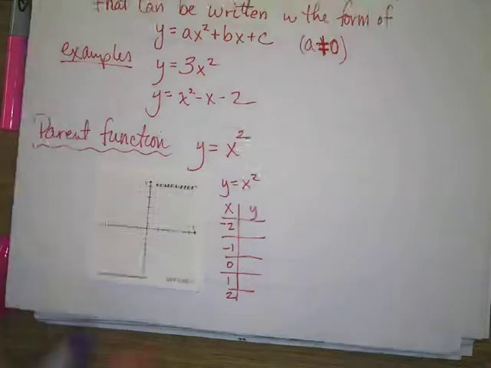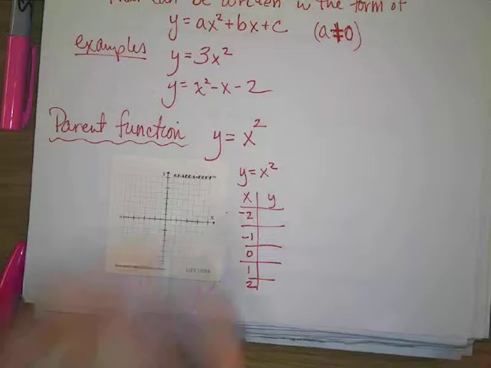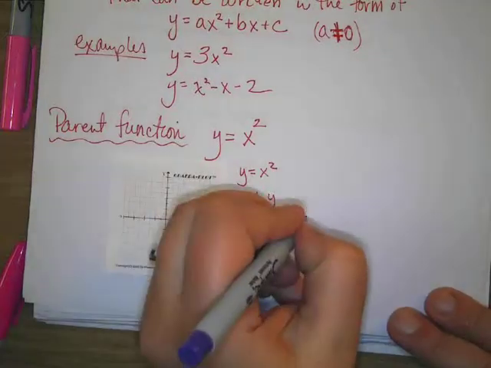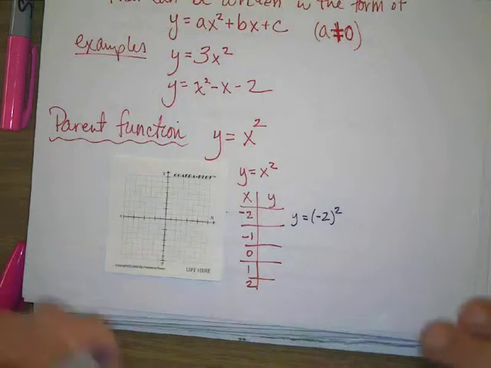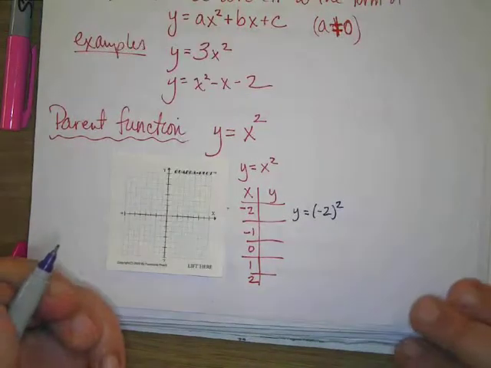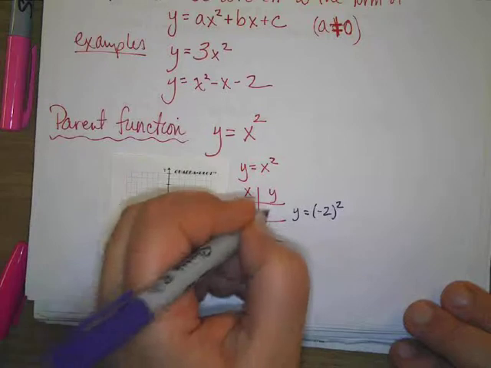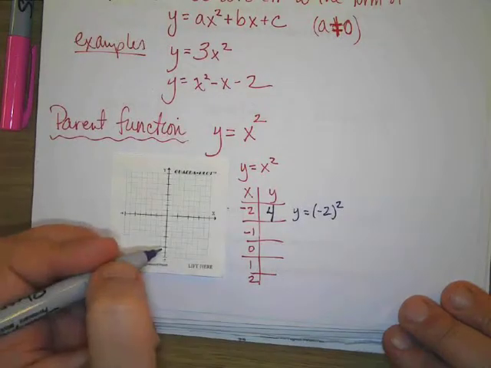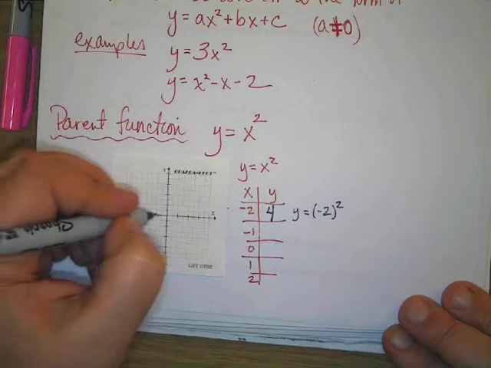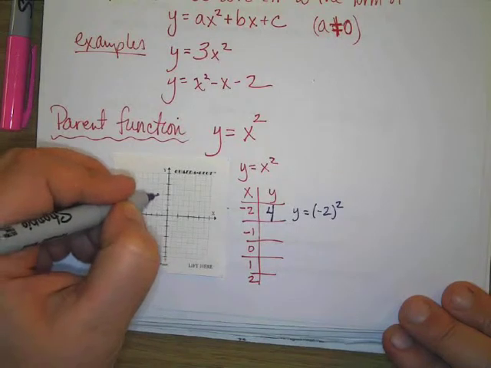So if I put a -2 in for x, then y is going to equal -2 squared. Well, what's -2 squared? -4. Not -4. +4. Because a negative times a negative is a positive. So could you graph that point? So go backwards 2, up 1, 2, 3, 4. There's our point.